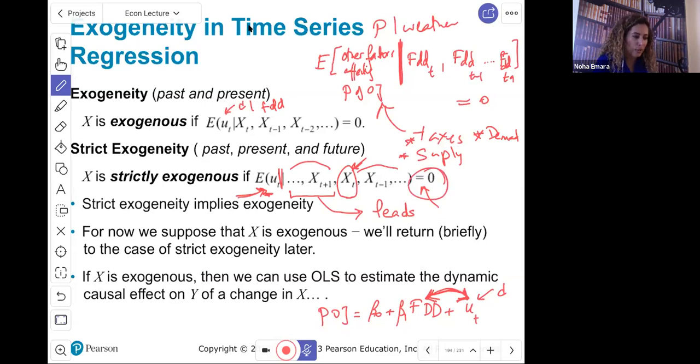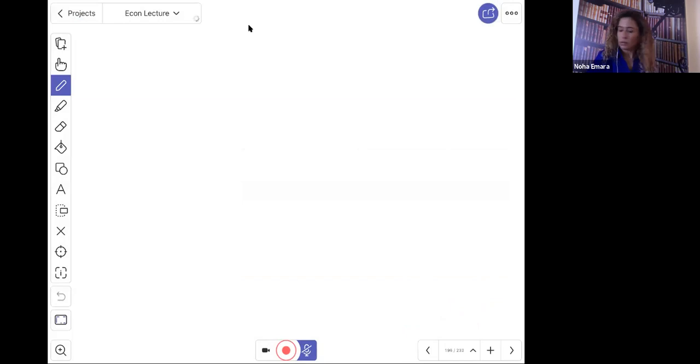So each and every time we try to think about exogeneity and the strict exogeneity condition, it might not be that easy. Let me give you another example, which is actually from your practice. In your practice, we have Australian exports.